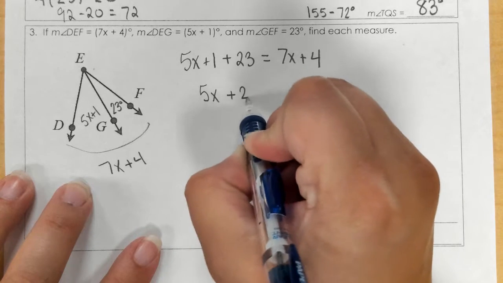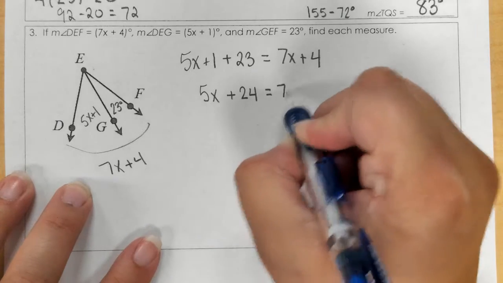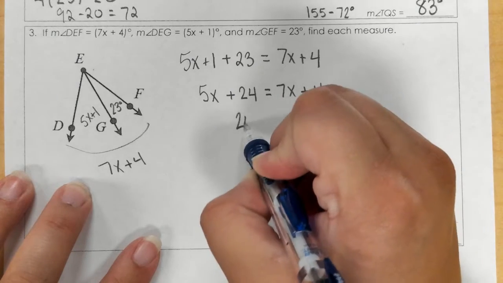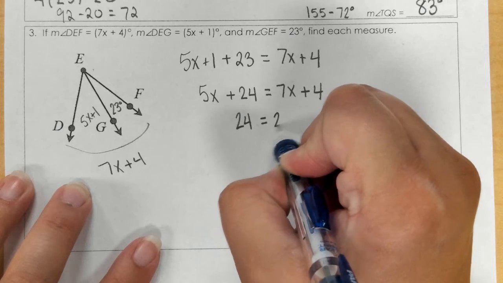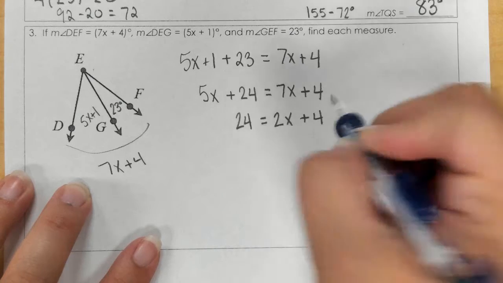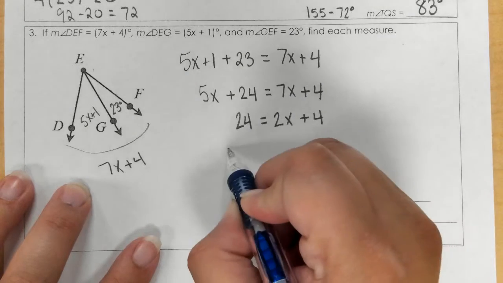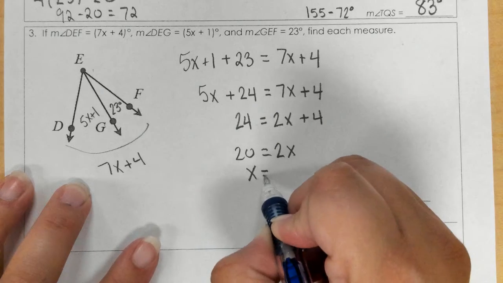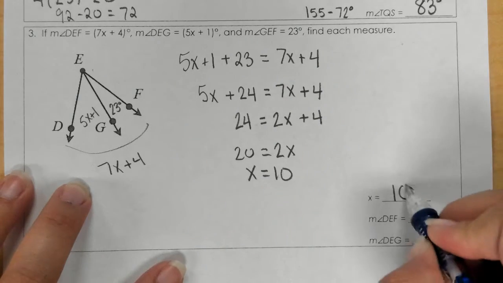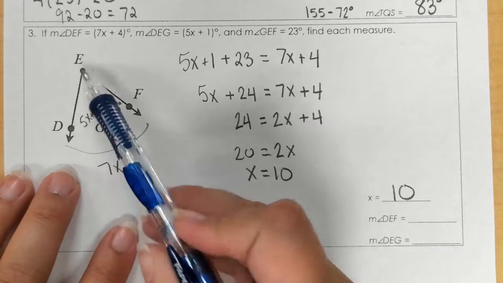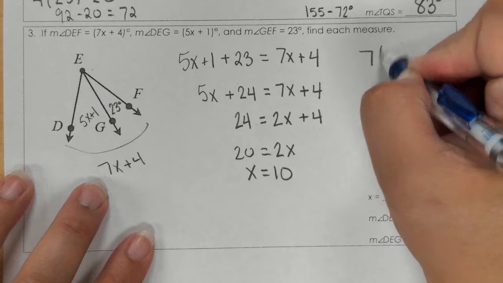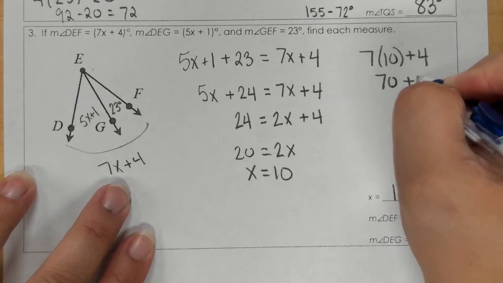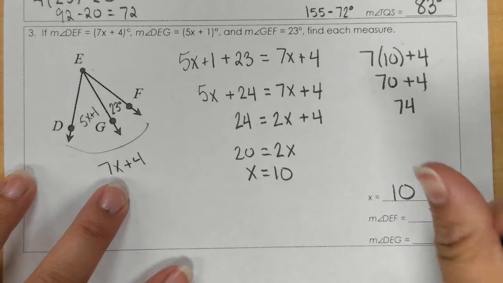Simplify like terms here. And then I solve by subtracting 5. So I would get 2x plus 4. Subtract 4, I get 20. And x is 10. Now, if I have to find DEF, I'm plugging 10 into the 7x plus 4, which is 74 degrees.